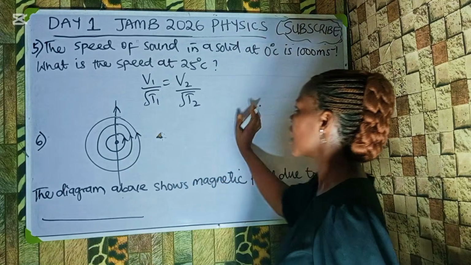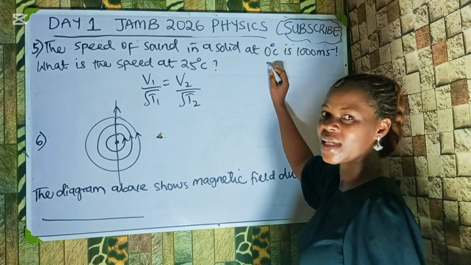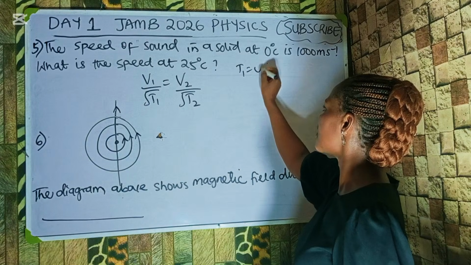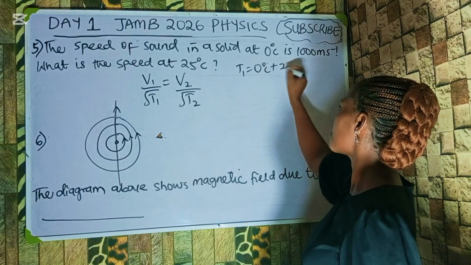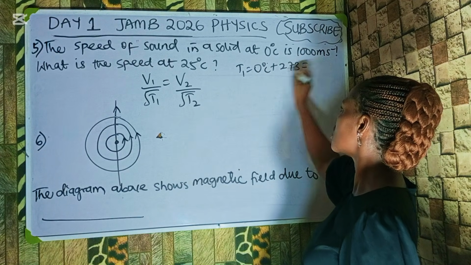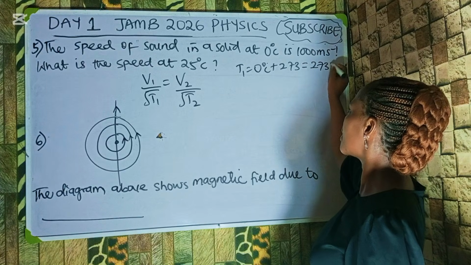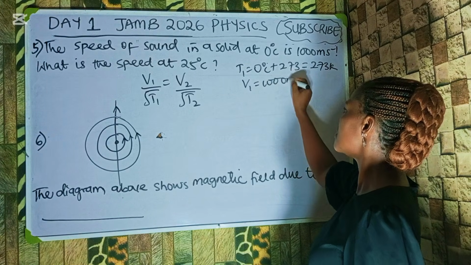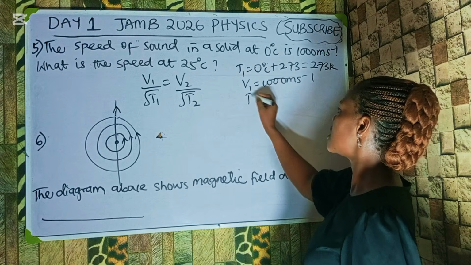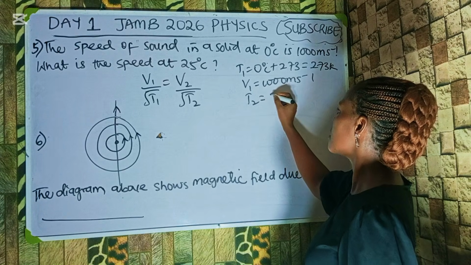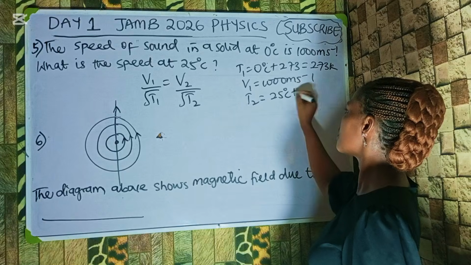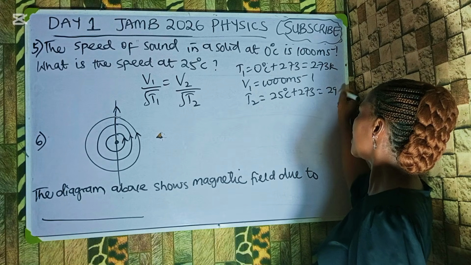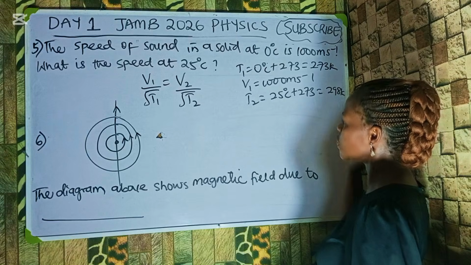So let's put in what we have. Remember, the temperature must be in absolute temperature, so we must convert by adding 273. T1 is given as 0 degrees Celsius plus 273, which gives 273 Kelvin. V1 is 1000 meters per second. T2 is 25 degrees Celsius plus 273, which gives 298 Kelvin.